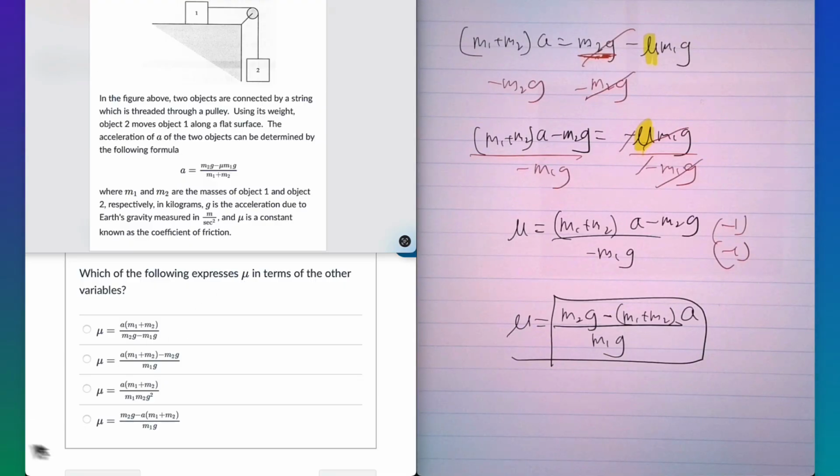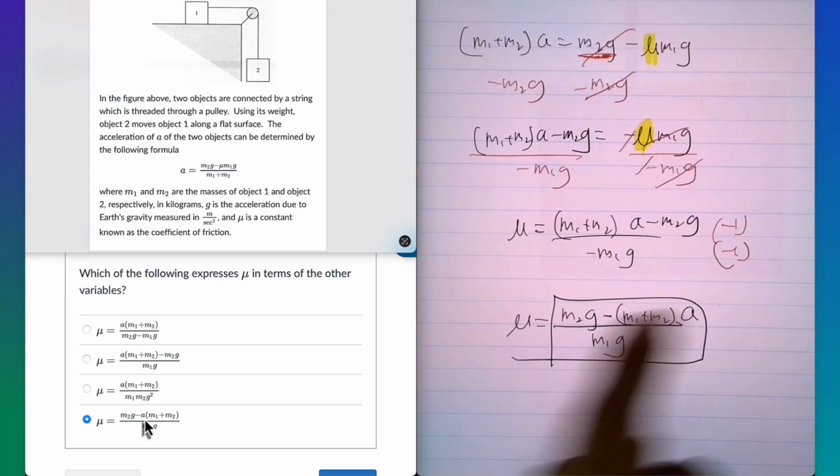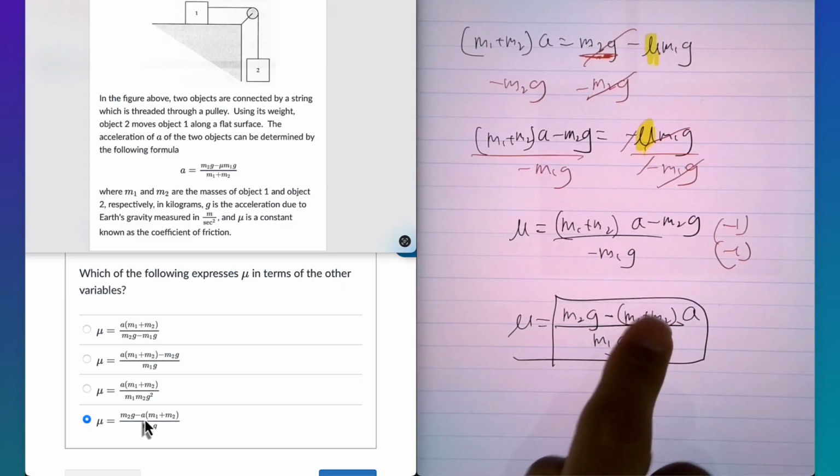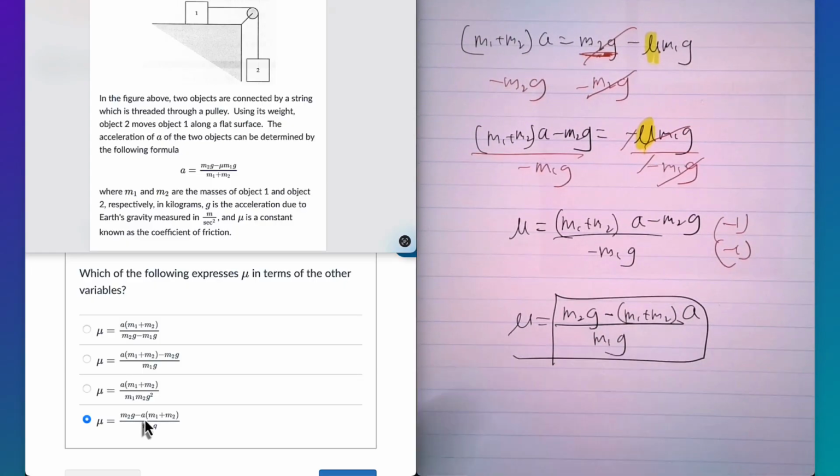Do we have the answer? I think the last one is m2g minus a. You can put this in front if you want, m1 plus m2 inside the parentheses, over m1g. Yes.